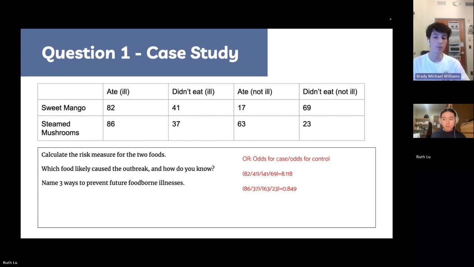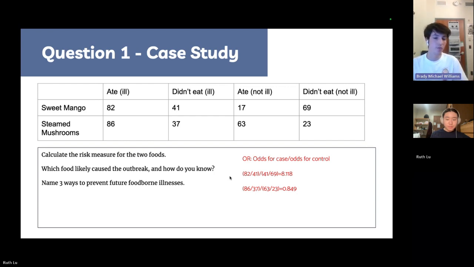And this is over 1. It's pretty significantly over 1. So this is pretty high correlation between getting sick and having eaten the sweet mango. And then if we do that same calculation for the steamed mushrooms, you should get 0.849. This is much lower and it is less than 1. So this is actually a negative correlation. So when we're looking at what likely caused the outbreak, that is going to be probably the sweet mango because it has such a high odds ratio.